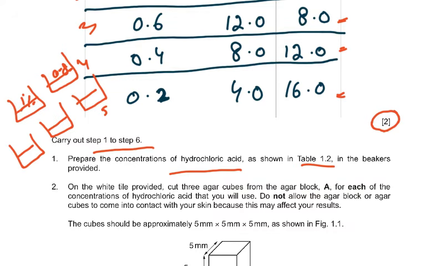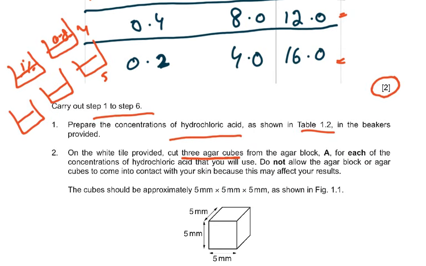On the white tile provided, cut 3 agar cubes from the agar block. They've given you an agar block for each of the concentrations of HCl that you will use. Do not allow the agar block to come in contact with your skin because this may affect your result. Then they've given you the measurement. They've probably given you a ruler as well.